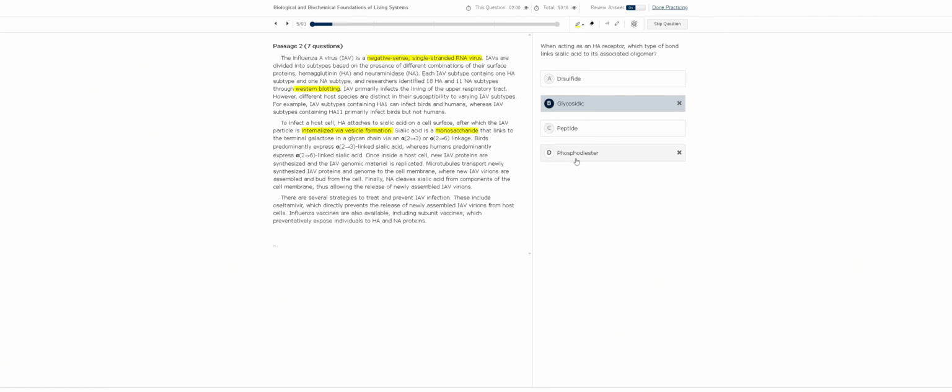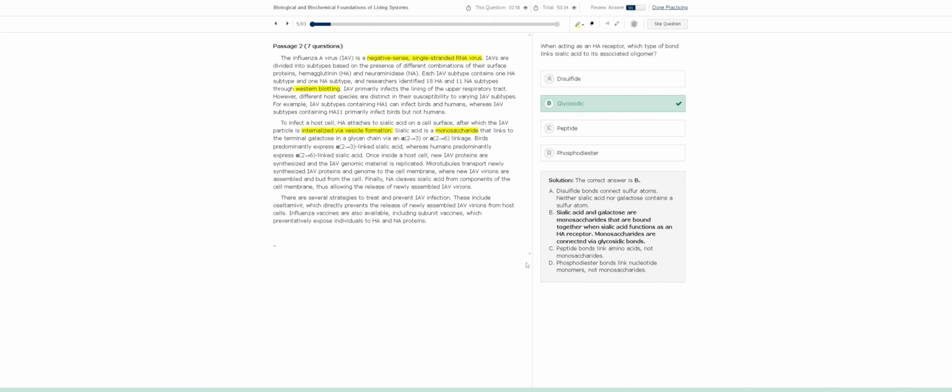And then D, phosphodiester. This is something you typically see in ATP, where you have your phosphates being bonded together, but this is talking about carbohydrate chains, and so this has nothing to do with phosphodiester, and so D is not our correct answer, and this just leaves B, and so that is question number 5.